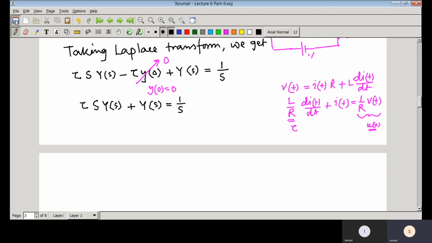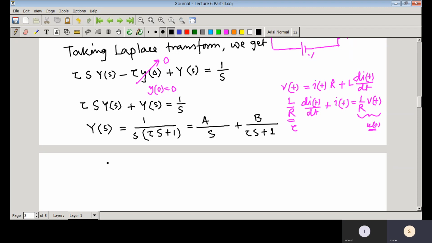Now if you rearrange this expression, you will get Y(s) equal to 1 by s times (tau s plus 1). So now your objective is to find what is y(t). You can represent this particular expression in partial fraction form, that is A/s plus B/(tau s plus 1).